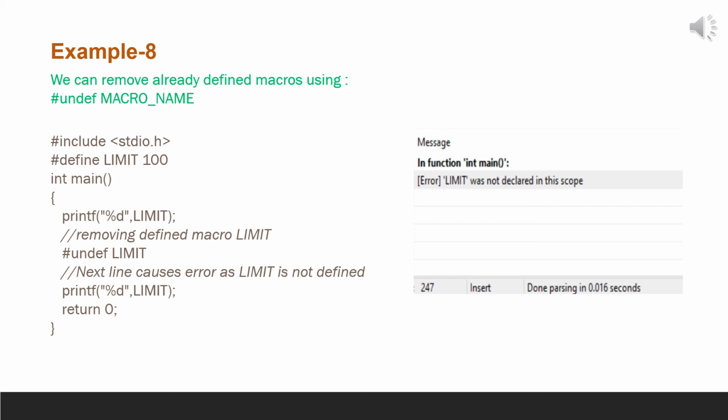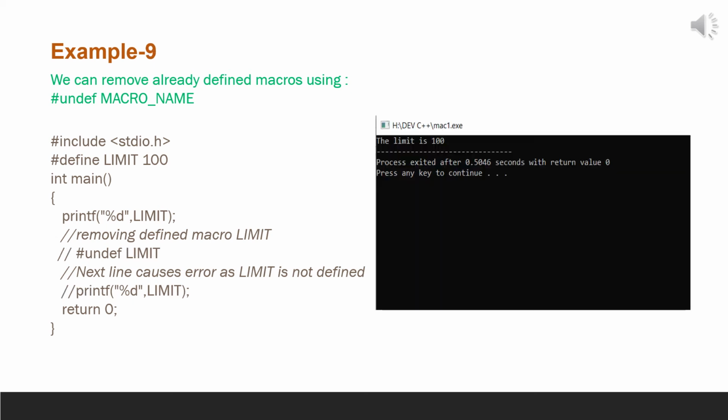Now in the same example, we have just commented two lines, hash undef limit and printf %d limit. We just wanted to see what actually happens without this undef, and we can see that the program runs smoothly and 100 is printed as the limit is 100.